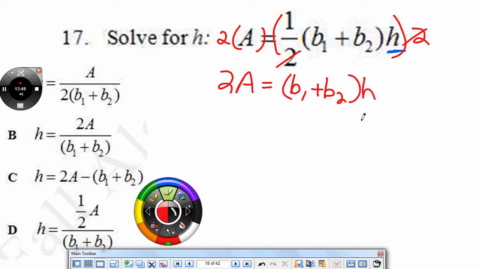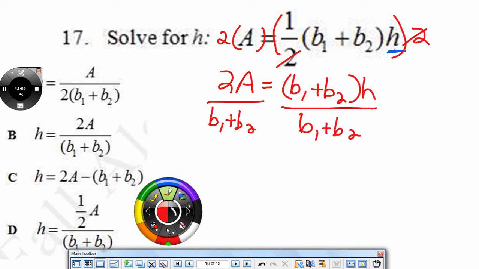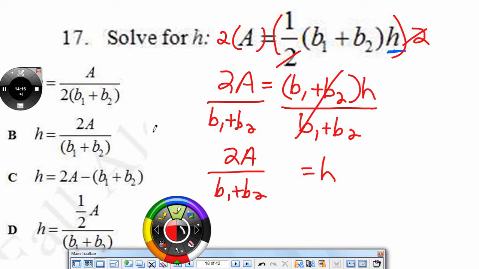And then, if we want to get the h by itself, we can just divide by this whole quantity, b sub 1 plus b sub 2, and that will isolate the h. So that will cancel all this, and we'll have h equals whatever's on the left side here. So that would be 2a divided by b sub 1 plus b sub 2, which it looks like would be b.